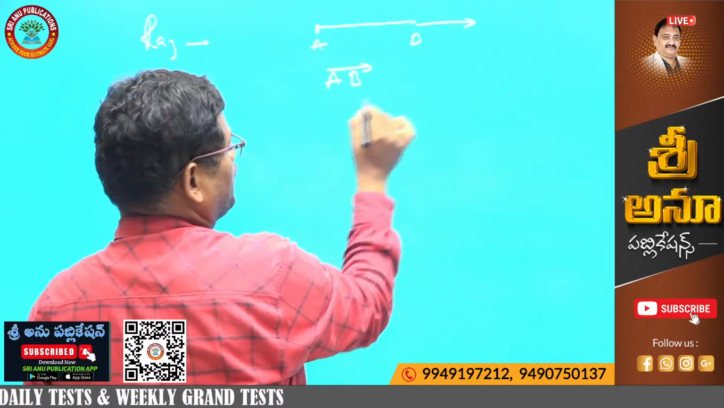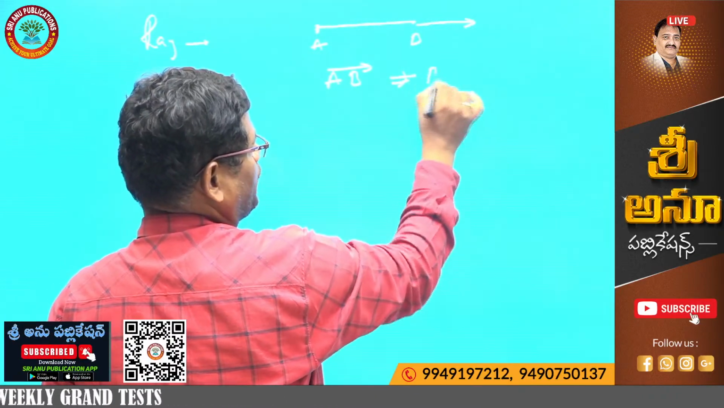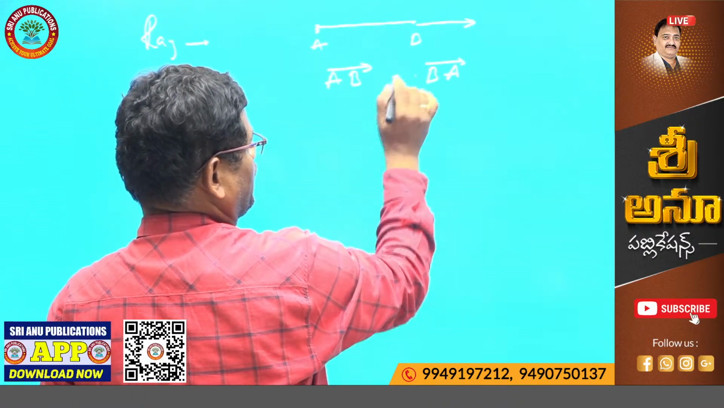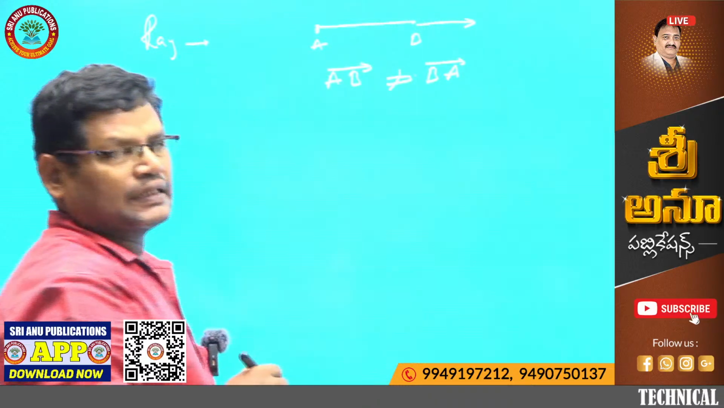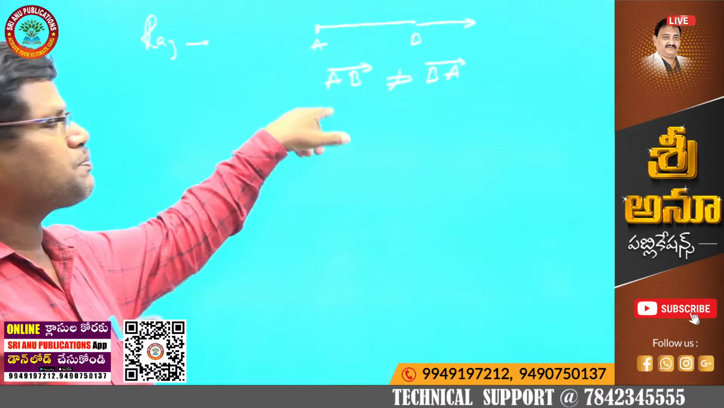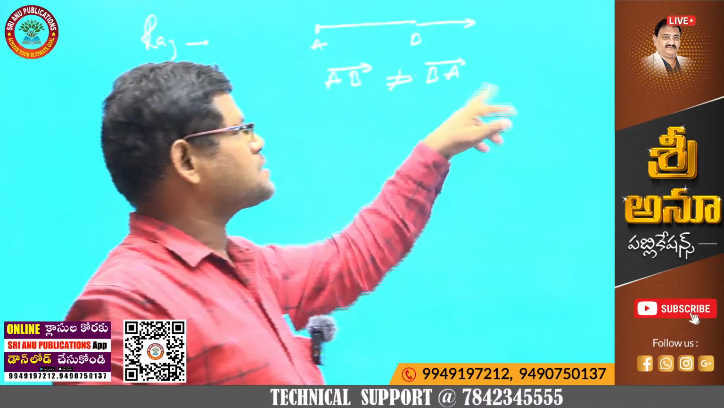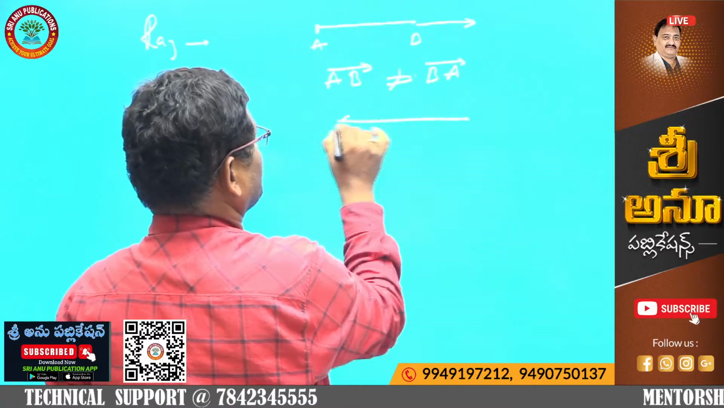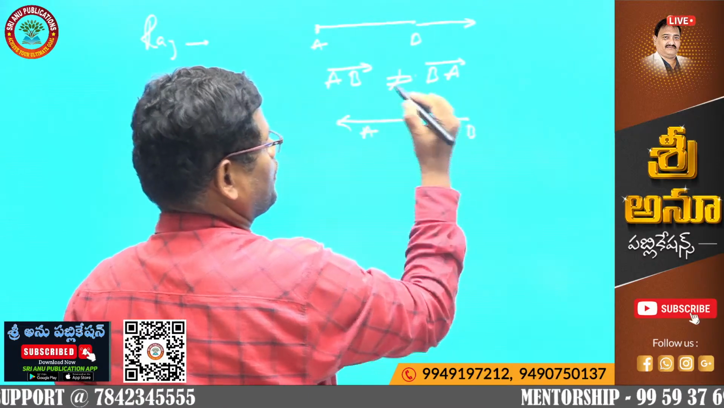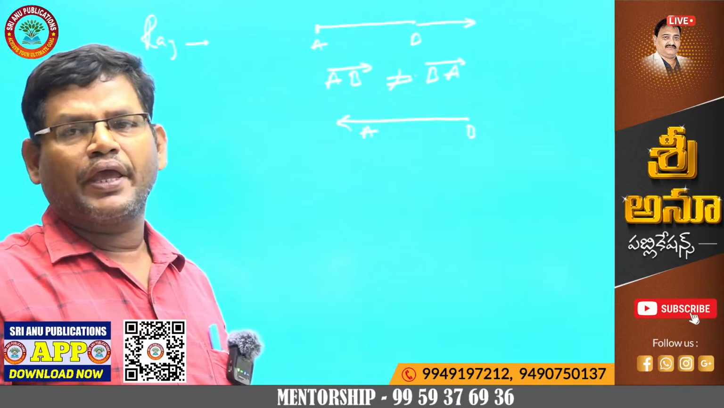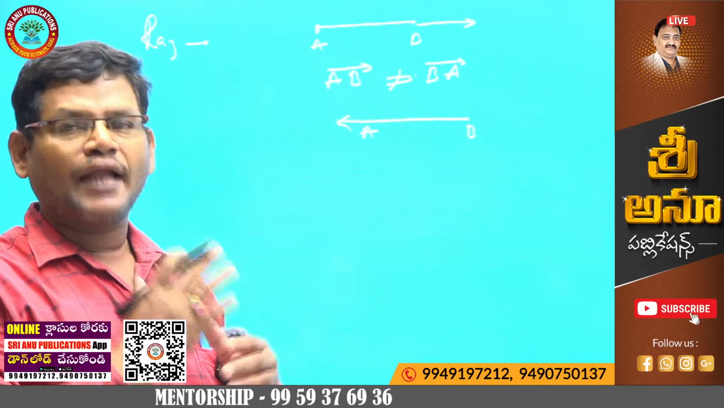But AB ray is not equal to BA ray. Why? Because AB ray means AB passes through B, but BA ray means it passes through A, so it can be represented like this. That's why AB ray and BA ray are not equal.